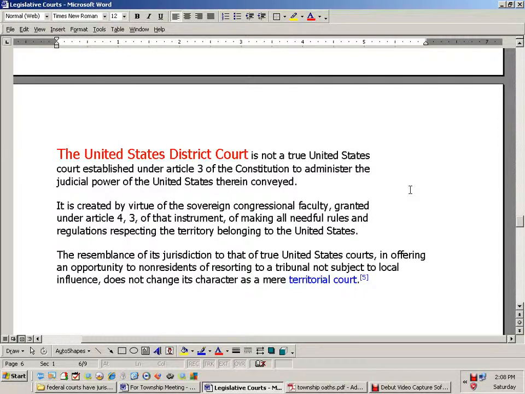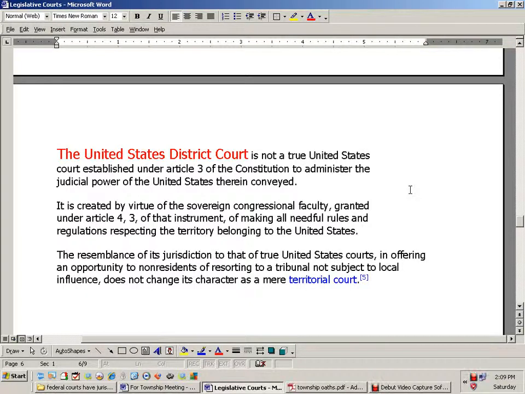So the United States District Court is not a true United States court established under Article 3 of the Constitution to administer the judicial power of the United States therein convened. It is created by virtue of the sovereign congressional faculty granted under Article 4(3) of that instrument, making all needful rules and regulations respecting the territory belonging to the United States.